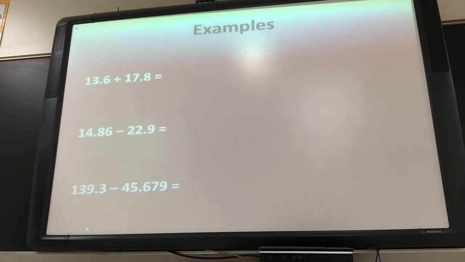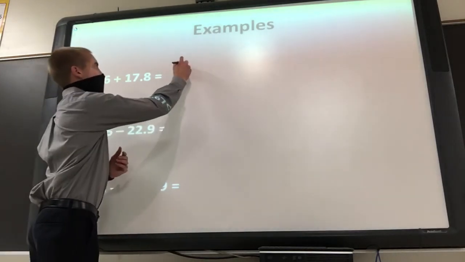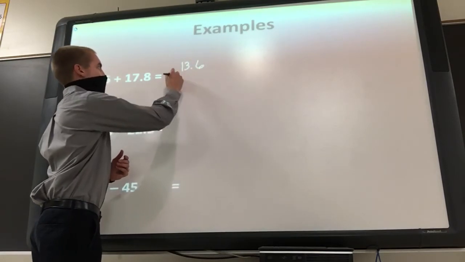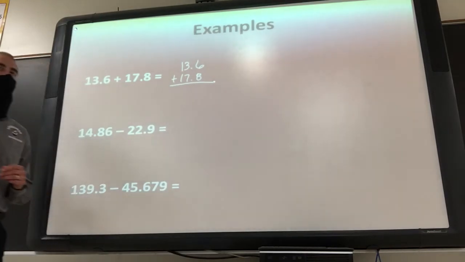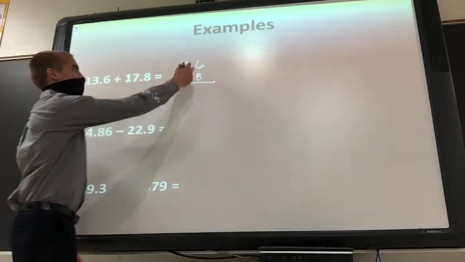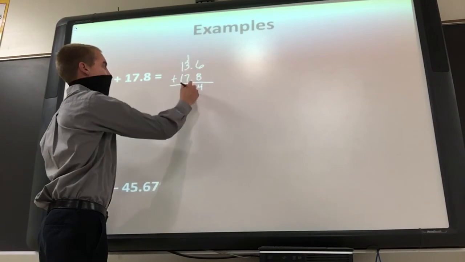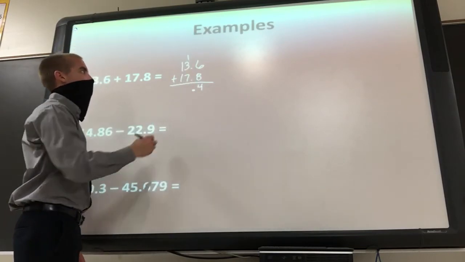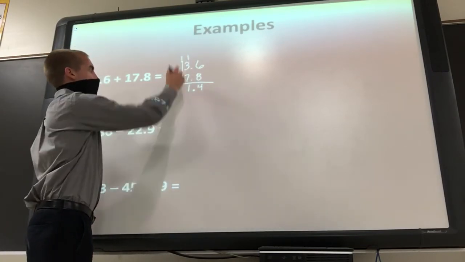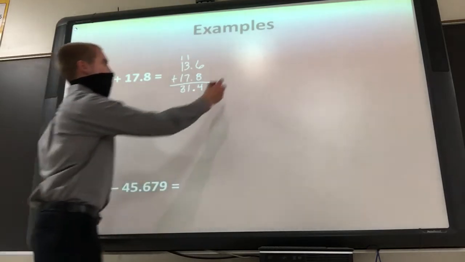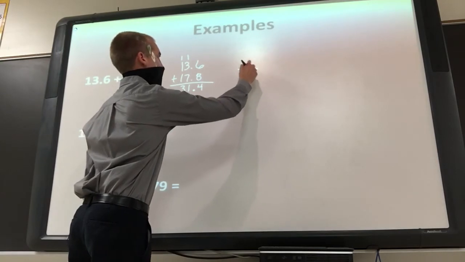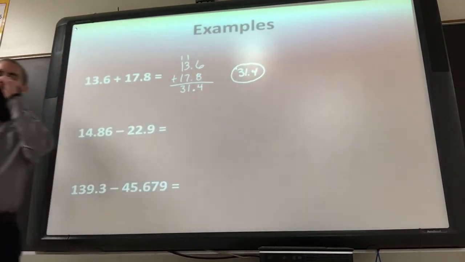Okay, so let's look at our examples. First one there, 13.6 plus 17.8. This is nice because we just have to write them both out. It's going to be lined up for us. And then add just like normal. Make sure your decimal point comes straight down in your answer. And we should get 31.4.